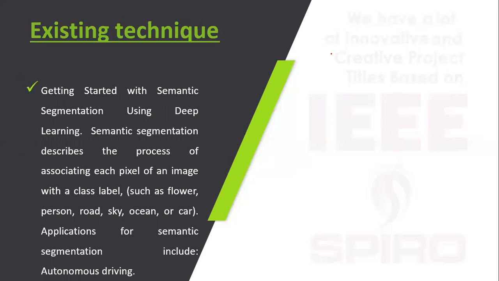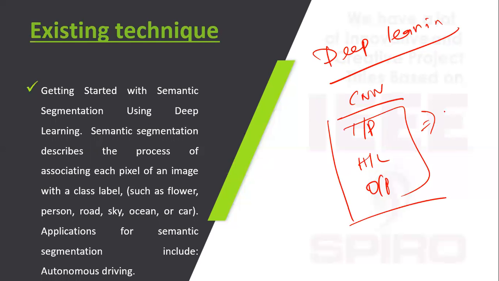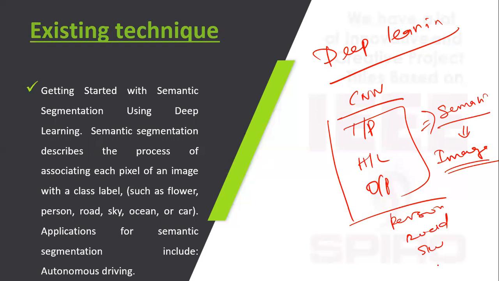So in the existing techniques, deep learning is used. In deep learning, this is a CNN model. It consists of three layers: input, hidden, and output layer. With the help of these layers, the system will use semantic segmentation. In semantic segmentation, an image labeler will be used. With the help of the image labeler, it will detect things like person, road, sky, likewise. So these are not detected accurately.